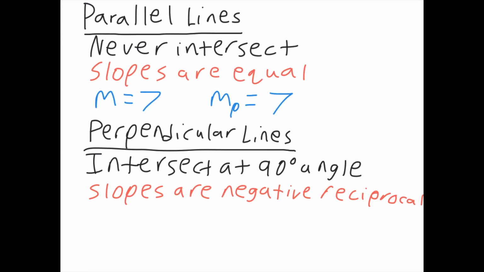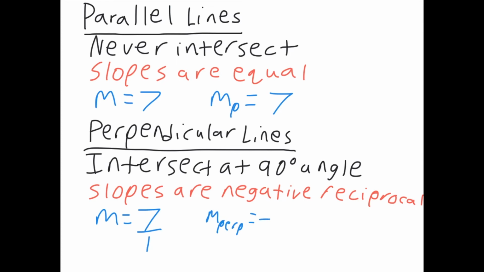So what that means is if I have a slope, let's say 7 again, the slope of the line perpendicular to that. Well, 7 as a fraction is 7 over 1, right? So we want to do the negative reciprocal. So what that means is 7 was positive, so we make it negative.